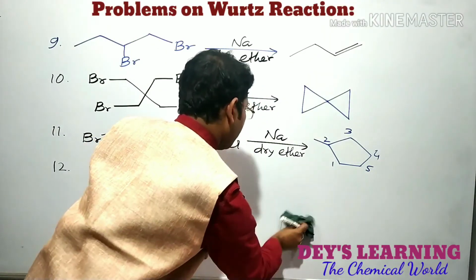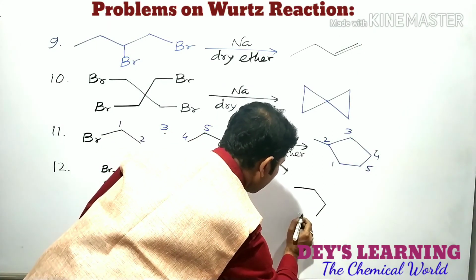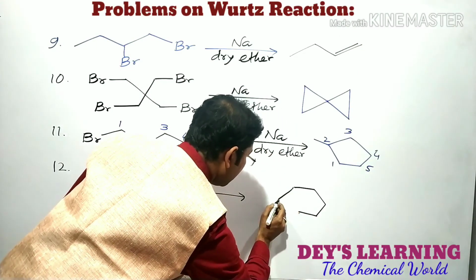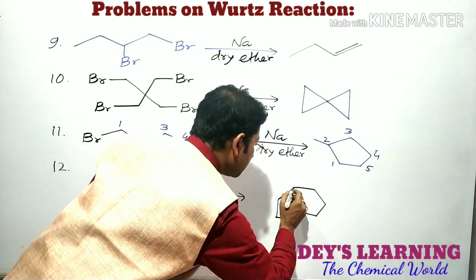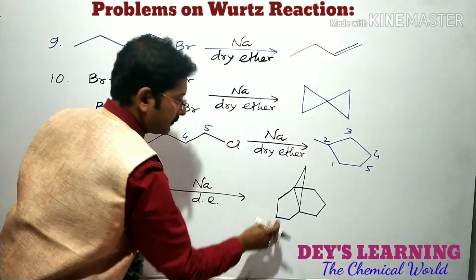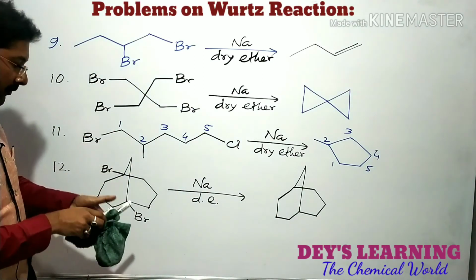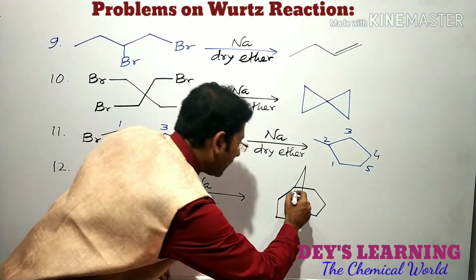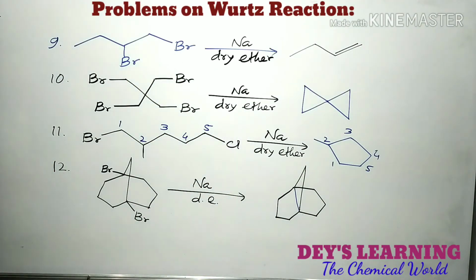This bond is the newly formed bond, this one. So this type of molecule will be formed.